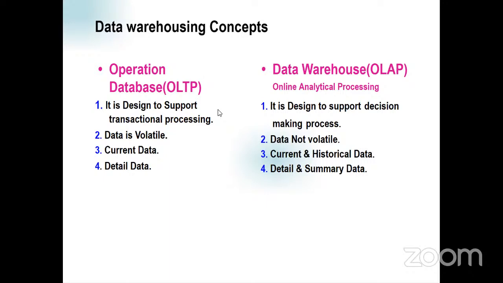And the next thing is current data. In an OLTP system, what happens is it has only the current data. And in a data warehouse, we have current as well as history data.